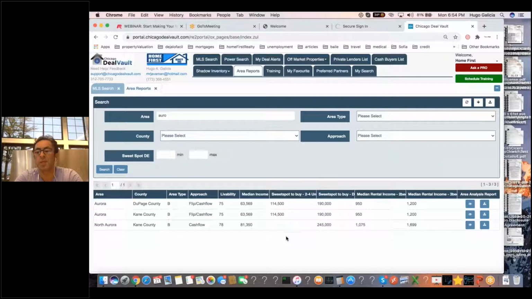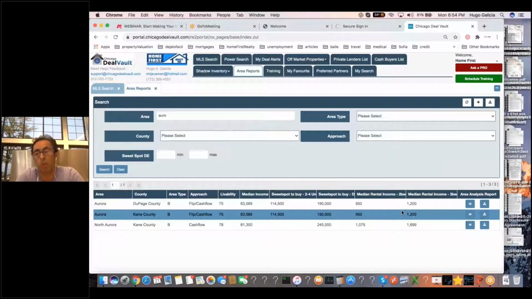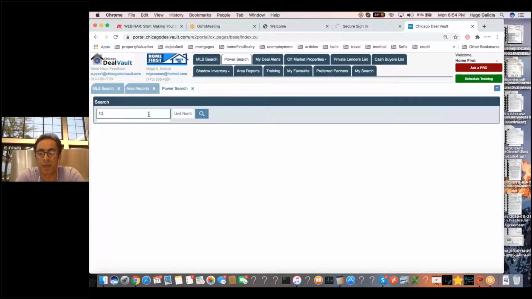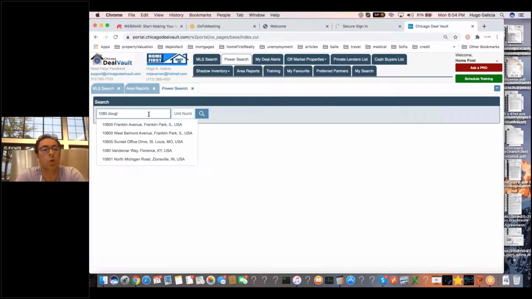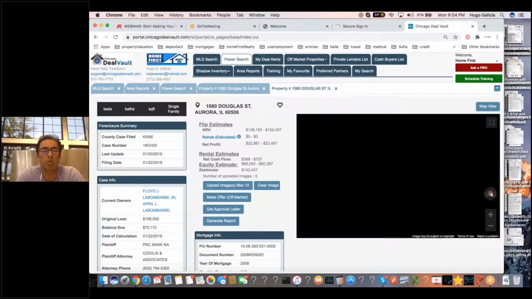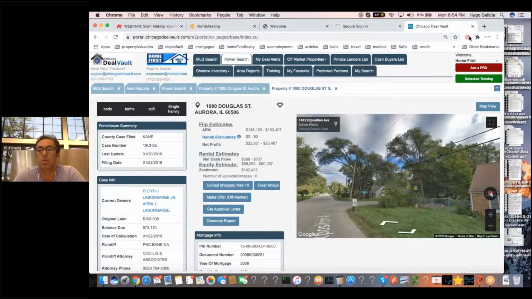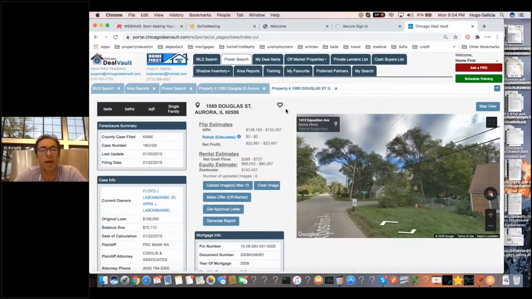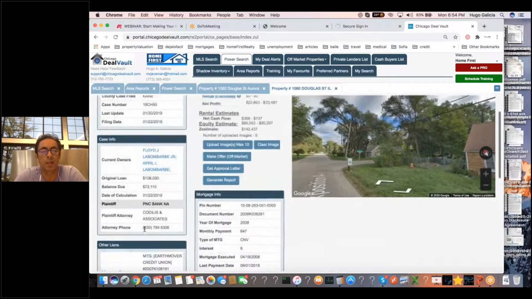The second step is I need to know the square footage of the property. Okay, so what I'm going to do is I'm going to do a power search, 1080 Douglas Street in Aurora. Okay, and then obviously there are some pictures. I would like to see the outside. Okay, so right here we have two listings. One is sort of like an old MLS listing, and another one is an off-market listing.